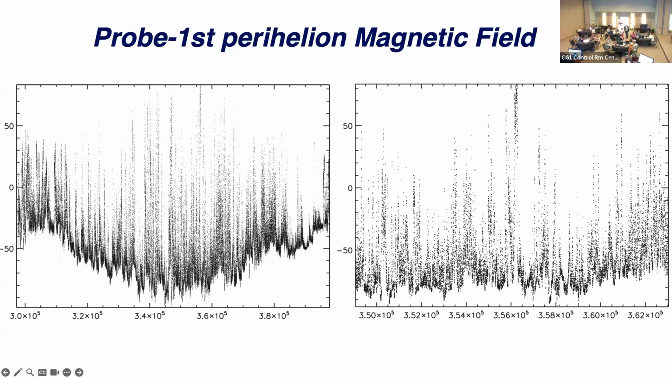Okay, what you're seeing on the left is the radial component of the magnetic field as observed by Parker Solar Probe during its first perihelion. And that's the raw measurement on the left. The numbers down there are what are called New York seconds. They're called New York seconds because they're shorter than a second, and everyone in New York is in a hurry.